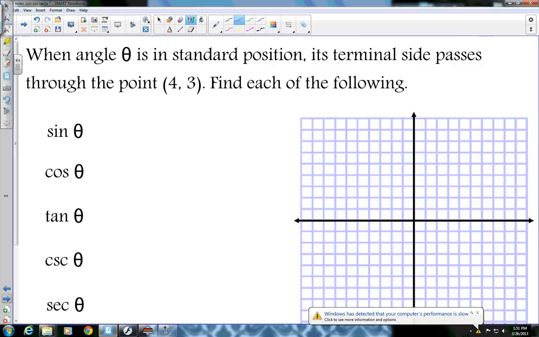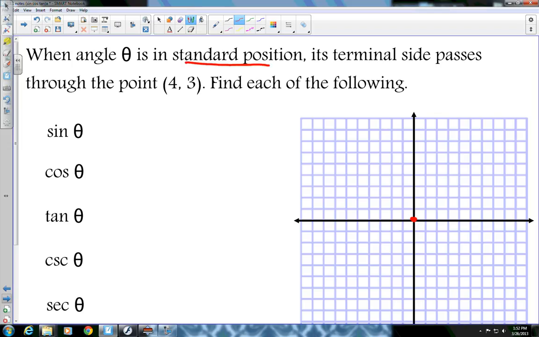Now, the other part is based on a story problem like this one. There's a lot of information here, so pay attention. An angle theta is in standard position. So the first question is, where's standard position? Standard position means that the origin is the vertex of your angle.